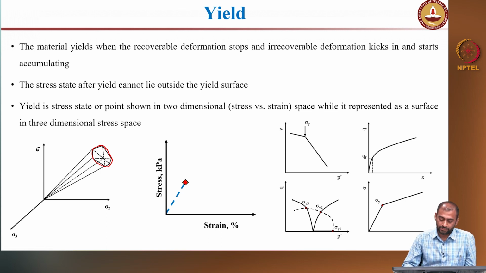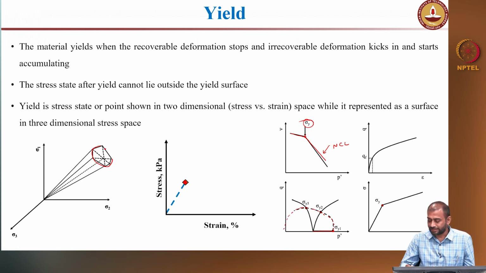So, how to identify this yield? For example, if you perform an oedometer test, you can see there is a change in slope. So, this is your NCL, and this change in slope will identify your yield point, right. Similarly, you can do an isotropic compression, you get a yield point, then finally you can join all the yield points to construct the failure locus.